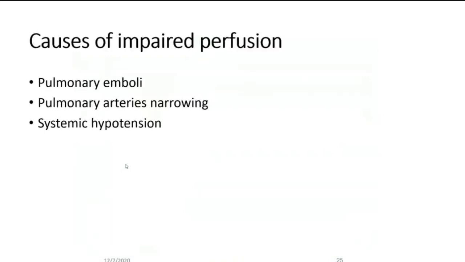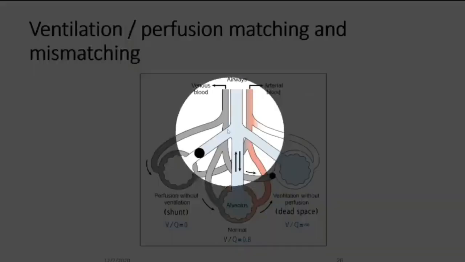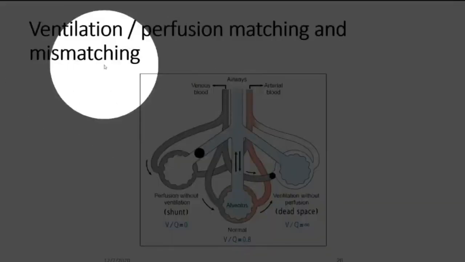The causes of impaired perfusion: pulmonary emboli، تنسد الفسلز، narrowing of the airways, and systemic hypotension. When there is systemic hypotension ماكو enough pump to pump the blood. فهنا رح نحكي على الفنتيليشن perfusion matching and mismatching.